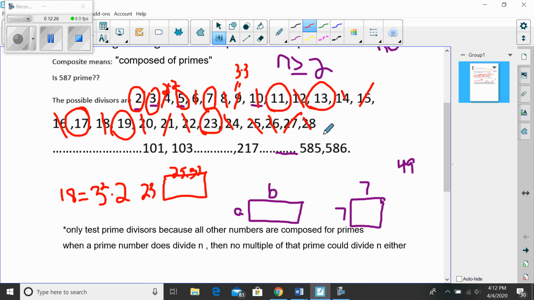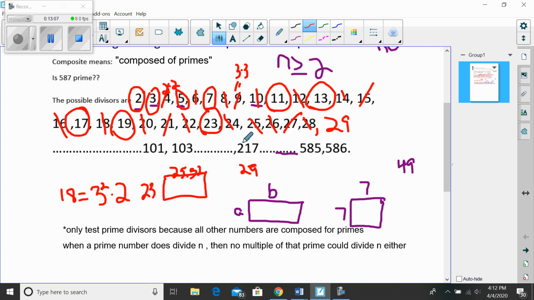Okay, so if you kept going and you kept on testing, so I knew 23 didn't go in. I knew 19 didn't go in. Say I tested a number like 29, and then I take out my calculator, 587 divided by 29, and I get 20. I don't get 20 on the nose, I get 20.24. So if I'm testing 29, its partner was back in here. So 29 partners with something around 20.